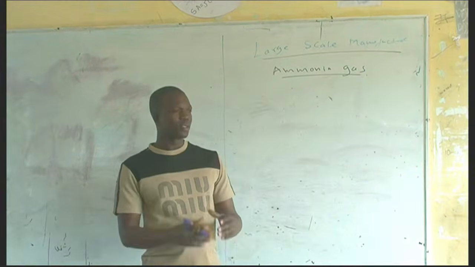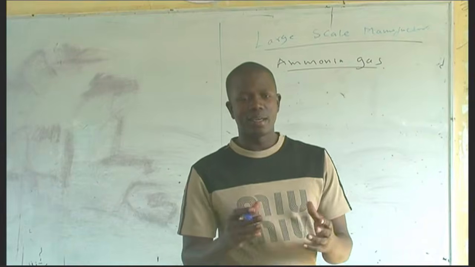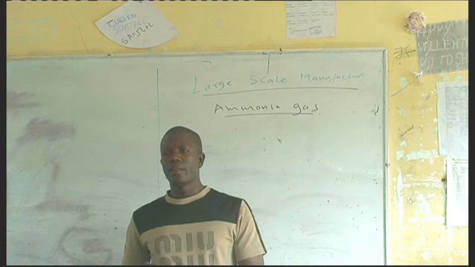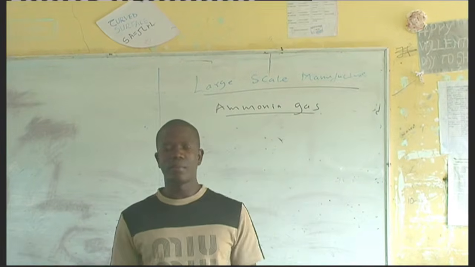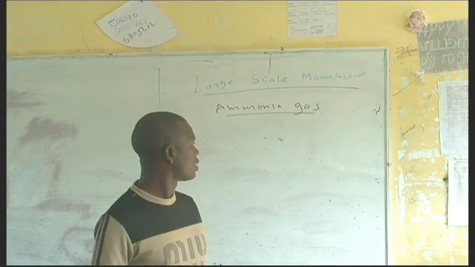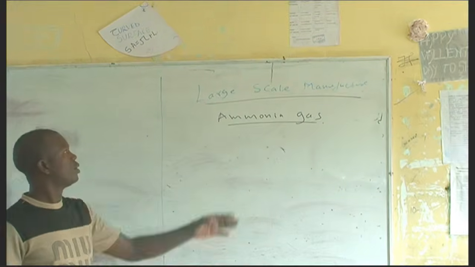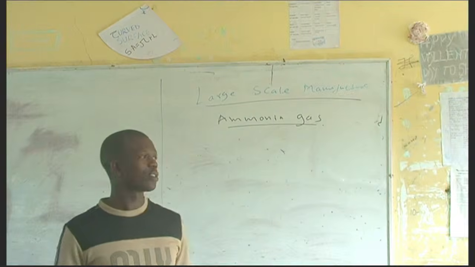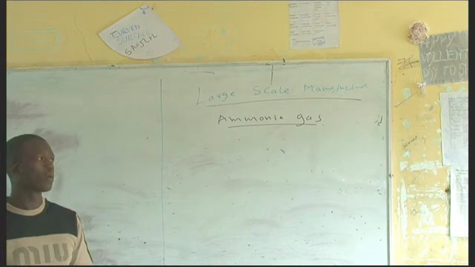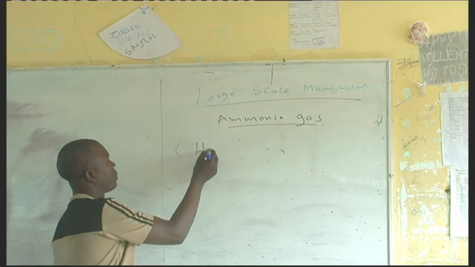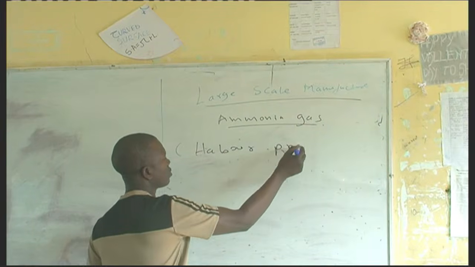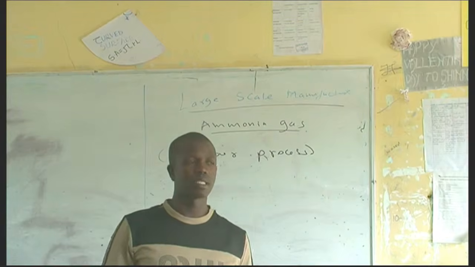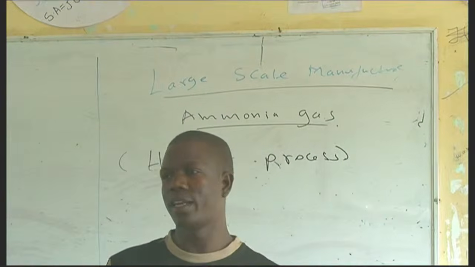We want to continue with our area of coverage, that is nitrogen and its compounds. Previously, we have covered laboratory preparation of ammonia. Now we want to cover the industrial process to manufacture ammonia gas on a large scale, the process known as the Haber process. The Haber process is an industrial process which is used to manufacture ammonia on a large scale.